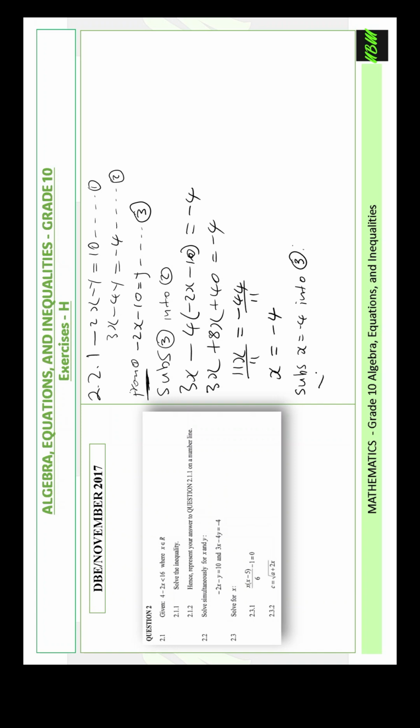So we are now seeing y is equals to -2x minus 10. In place of x, what do we substitute? -4. And then we have minus 10. Then our y will be equals to -2 times -4, 8. And then 8 minus 10 will be minus 2. So this will be our solution for question 2.2.